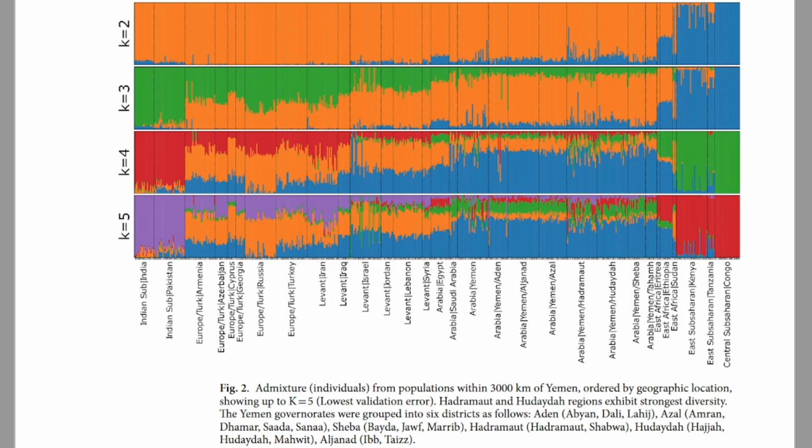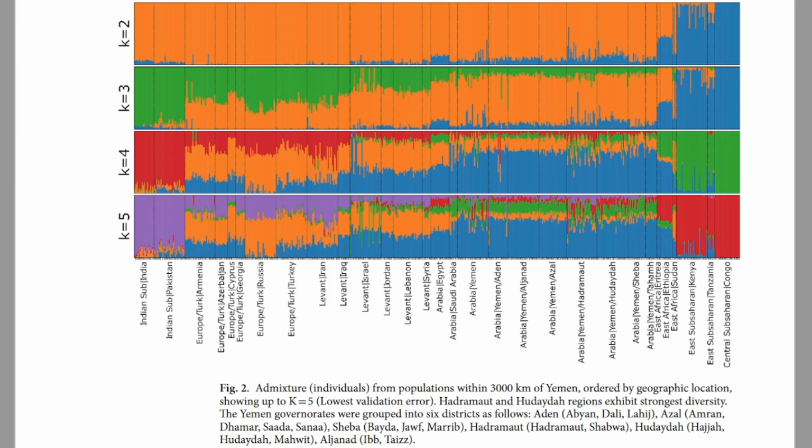Figure 2, the admixture graph from the Yemen study. The admixture graph from the study provides a nuanced look at the genetic diversity of populations within Yemen and their connections to broader regional ancestries. This graph visualizes the genetic diversity of individuals from populations within 3,000 kilometers of Yemen.